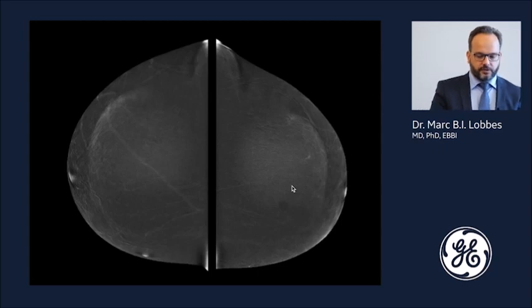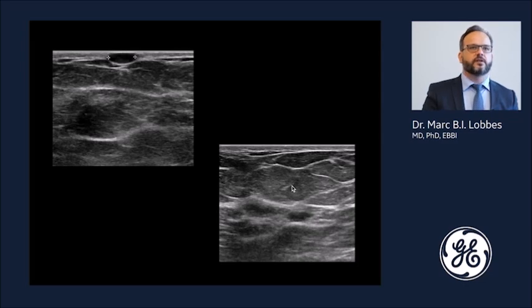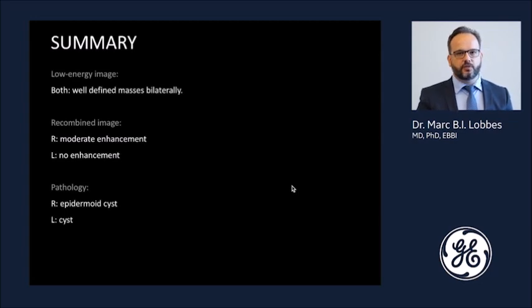Now, there were two things that were visible. As you looked closely, you saw one lesion in the left breast and one lesion in the right breast. And these are the subsequent ultrasound images that were associated with that. If you had a final look, we saw on the low energy images on both sides well-defined masses. On the right, this mass showed moderate enhancement, and on the left it showed no enhancement, similar to the case that we saw in the previous example, which resembles a cyst.